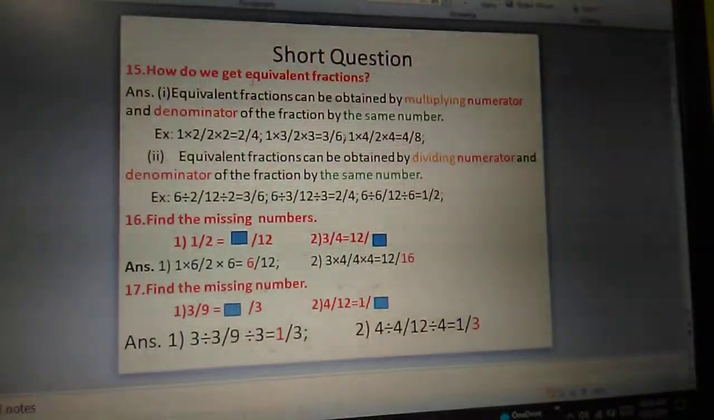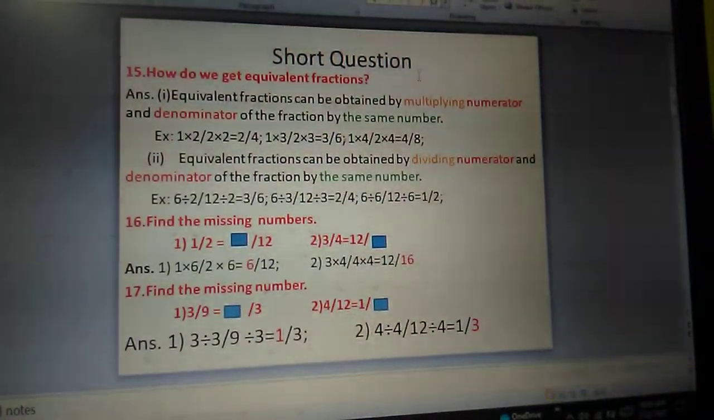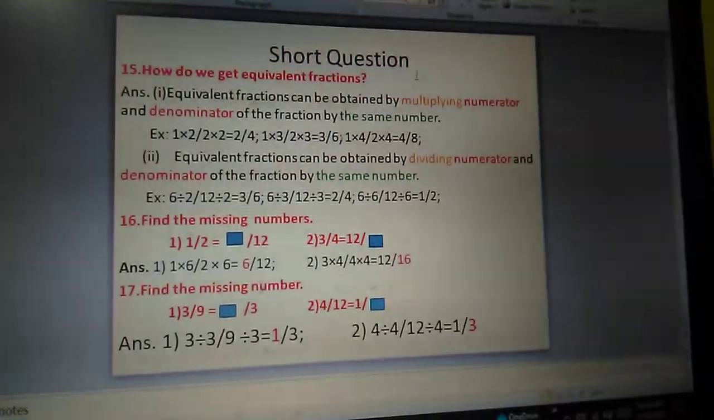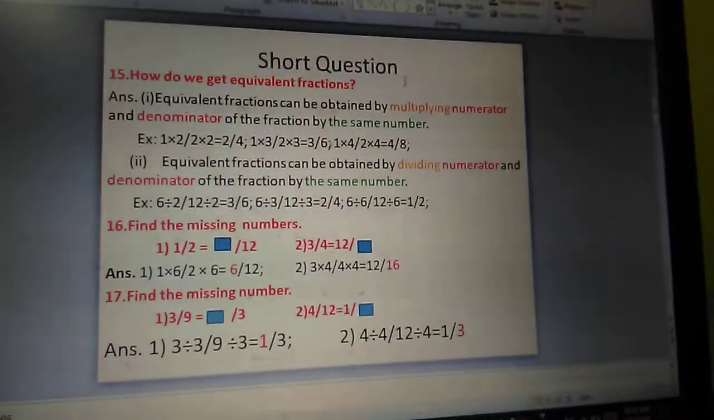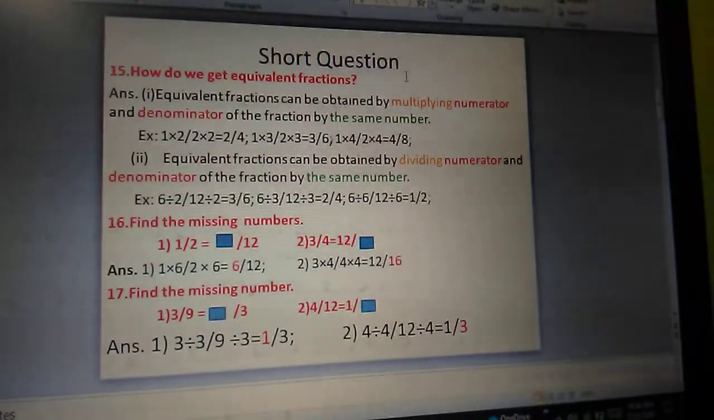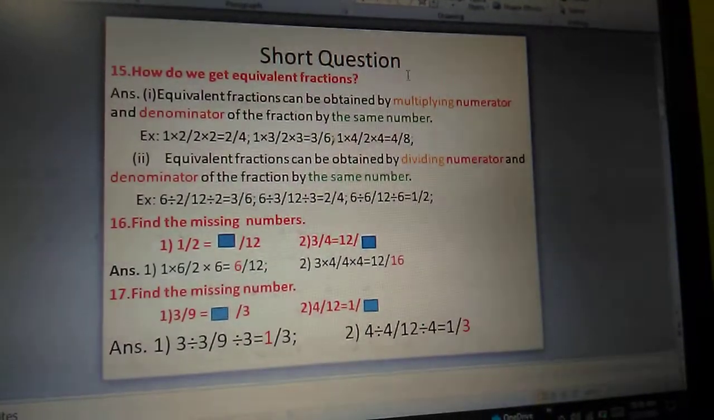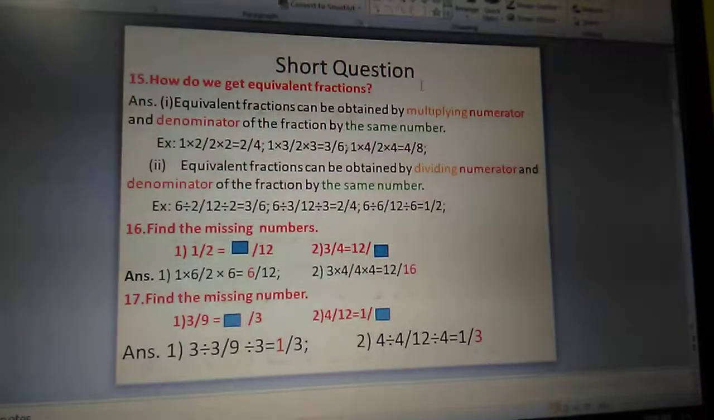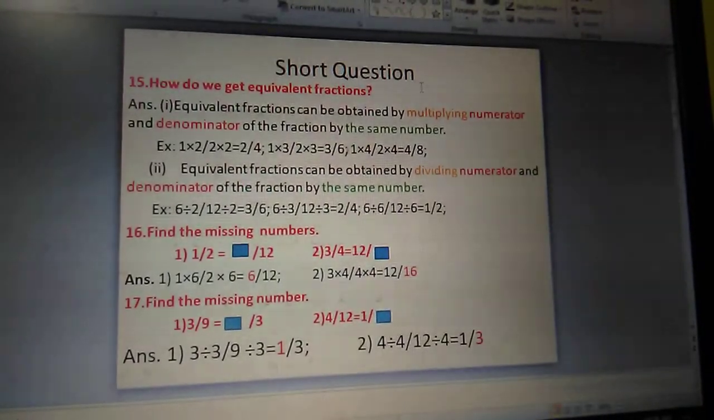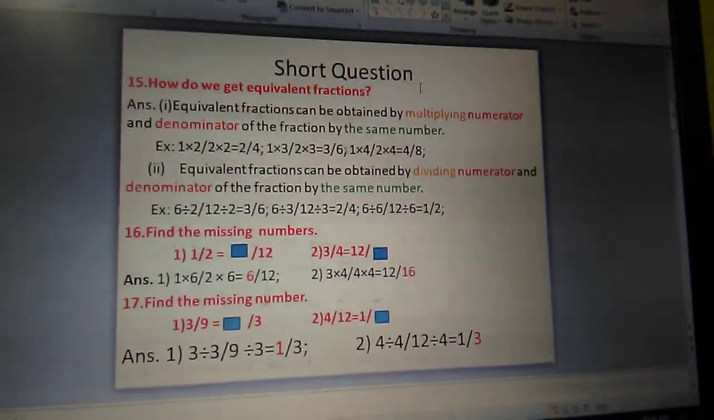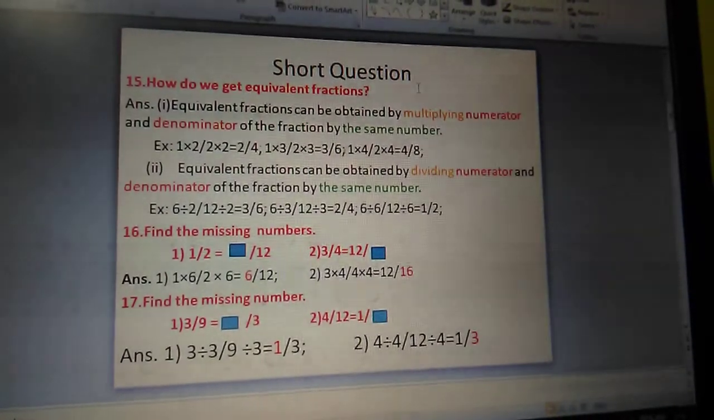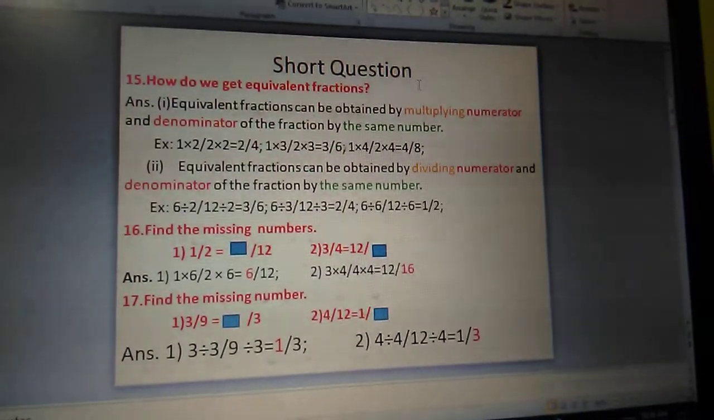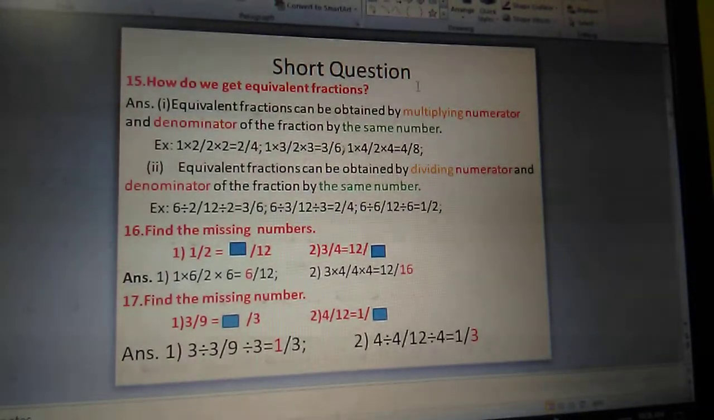First one is, how do we get equivalent fractions? Getting equivalent fractions is very important for us for different types of calculation. So how do we get equivalent fractions? Equivalent fractions can be obtained by multiplying the numerator and the denominator of the fraction by the same number, or by dividing the numerator and the denominator of the fraction by the same number.